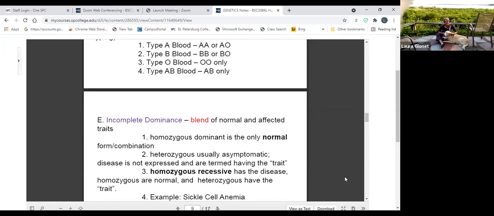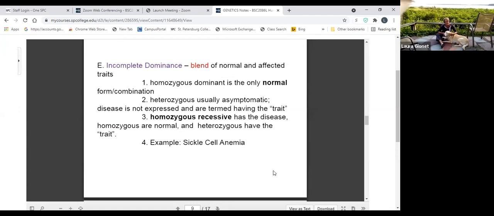Then we have incomplete dominance. This is a blend of normal with affected traits, and our example of this is sickle cell anemia. I will tell you that normal dominates. So having the full-blown sickle cell disorder means you're homozygous recessive, two lowercase letters, the symbols that you've inherited.